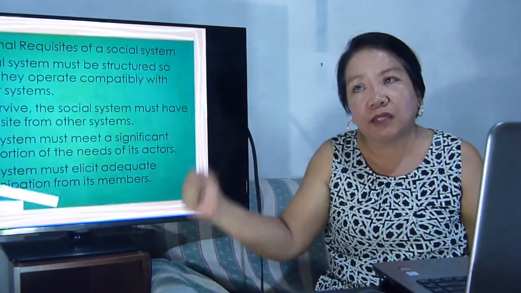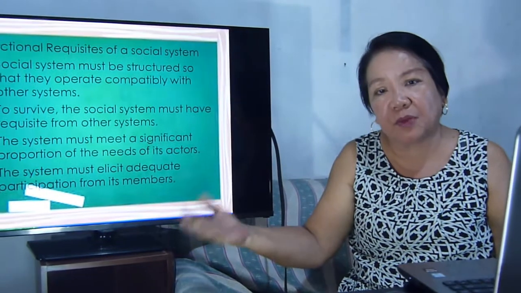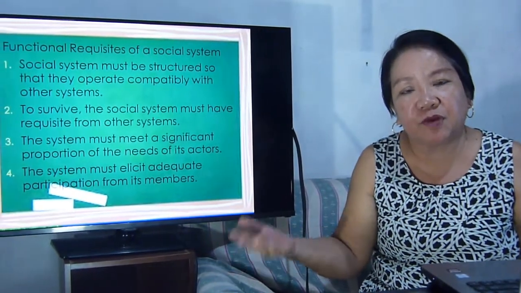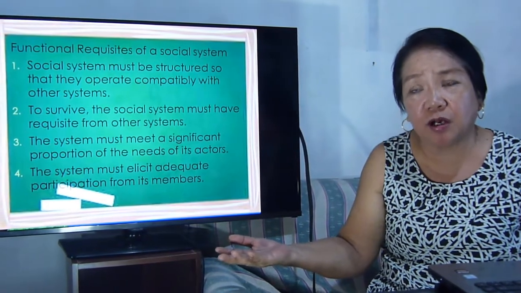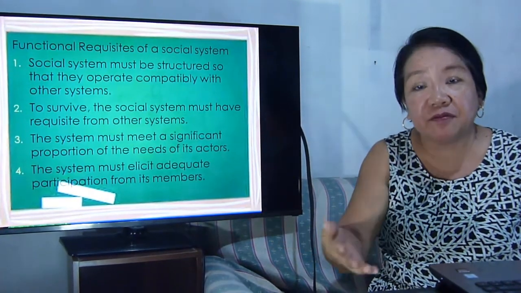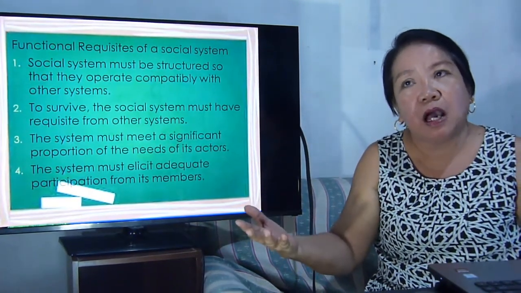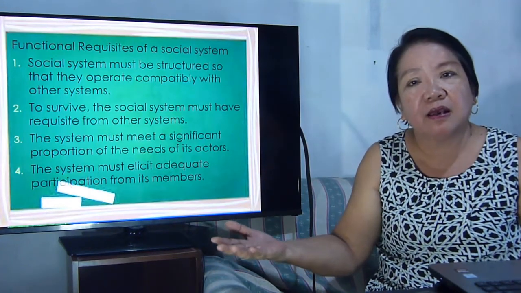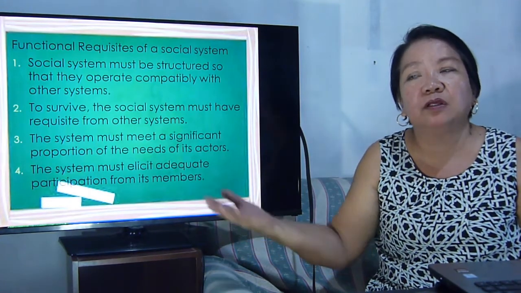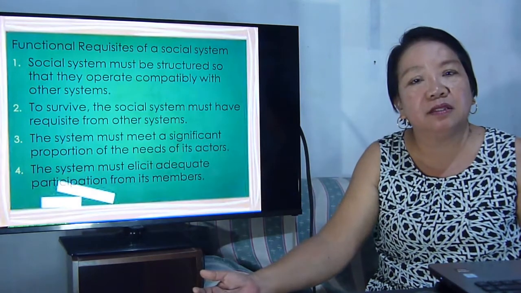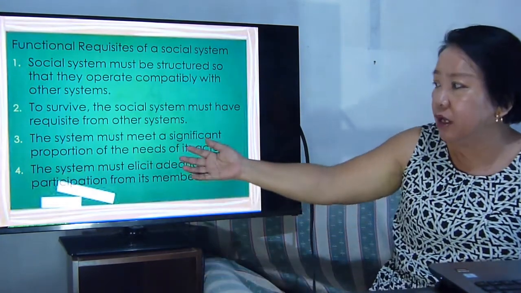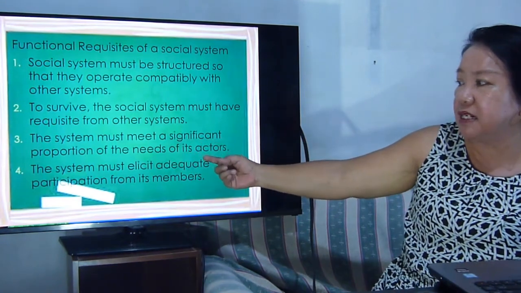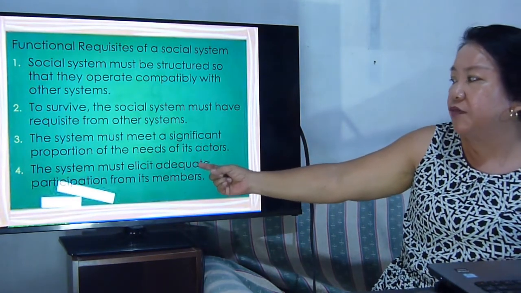Correct. We cannot operate as a school, we cannot operate if we don't have the permit from CHED, from the Department of Education. We cannot have, ito ngayon, we cannot have our face-to-face learning if we do not coordinate with the Department of Health. Kaya tayo ngayon nasa online lang tayo. Okay, next, the system must meet a significant proportion of the needs of its actors.